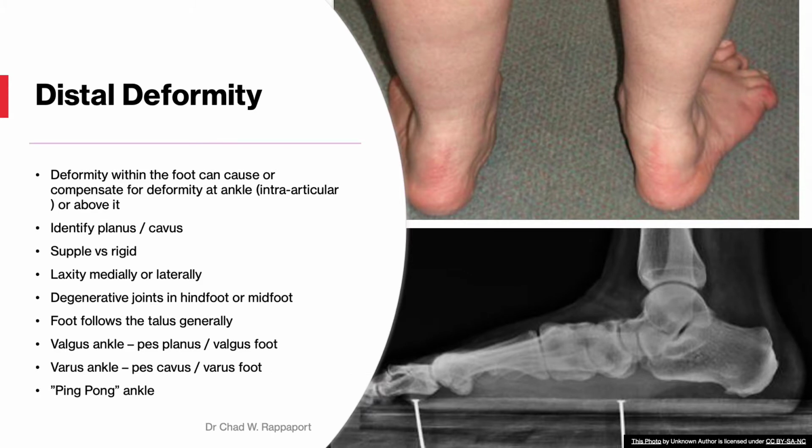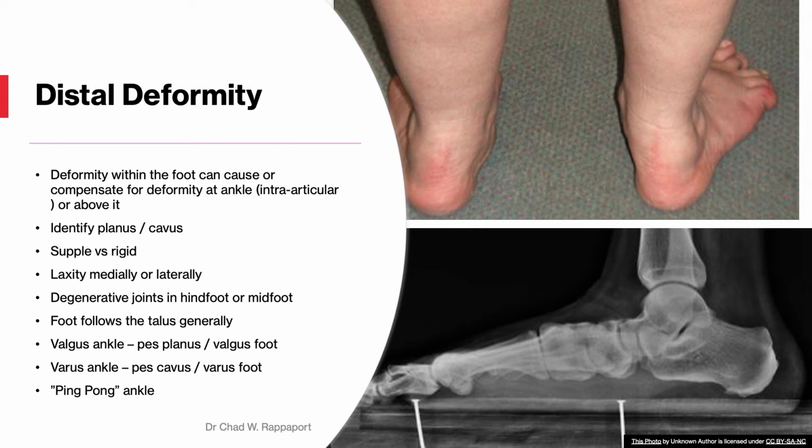Addressing deformity distally within the foot is obviously imperative. As we know, we can't implant a prosthesis on top of a malaligned foot, or it is doomed to failure. And the deformity within the foot can either be the cause of the deformity within the ankle or a compensation for deformity within the ankle or above it. So it's important to identify a planus or a cavus deformity.